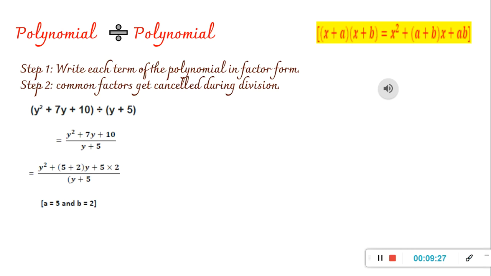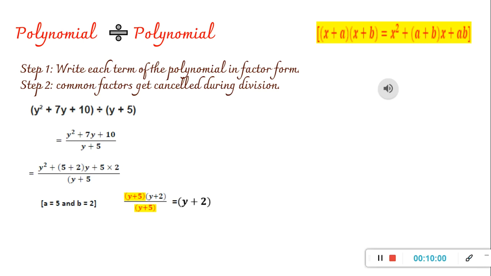So this means x plus a is y plus 5, and x plus b is y plus 2, and the denominator is y plus 5. So here if you see, in the numerator you have y plus 5 as one factor, and in the denominator you also have y plus 5. So this entire y plus 5 and y plus 5 will get cancelled. So you are left with y plus 2, which is the result of this division, right?